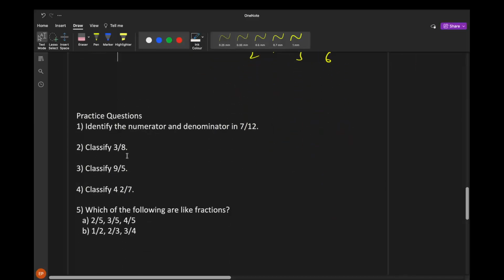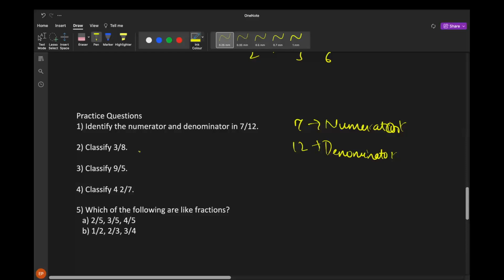Here are some practice questions. Identify the numerator and denominator. As I told, the upper part is the numerator and the one below is the denominator. 12 is the denominator. Solve this. Classify 3 by 8. Is it proper or improper? Which one? This is a proper fraction because the numerator is less than the denominator. This one, the numerator is greater than or equal to the denominator, means improper.